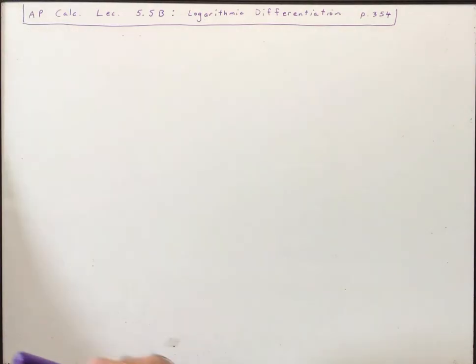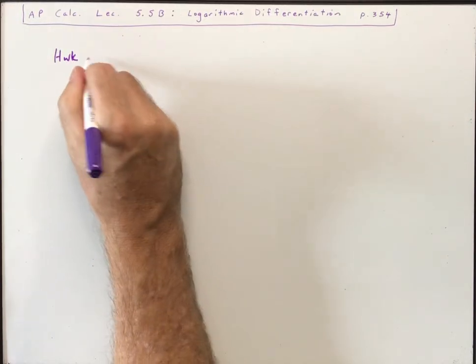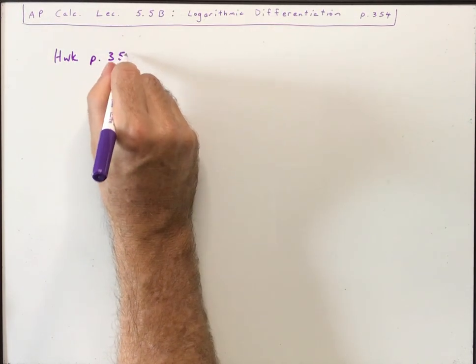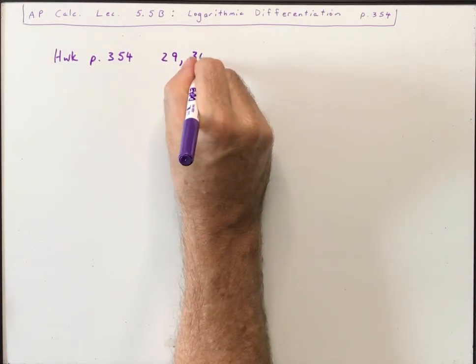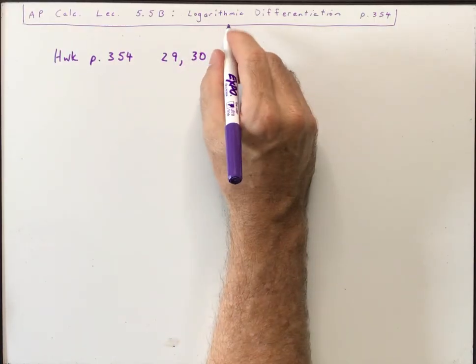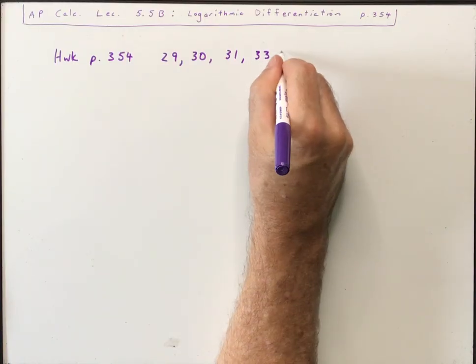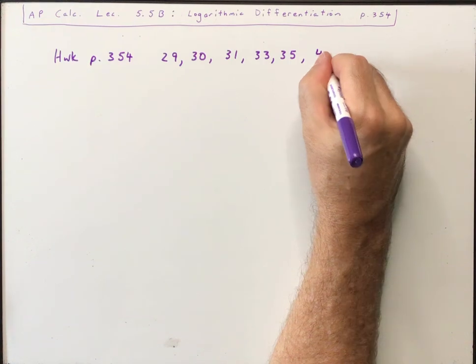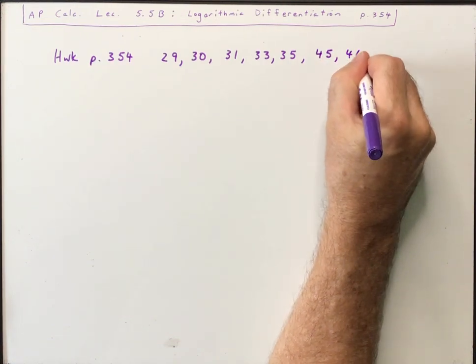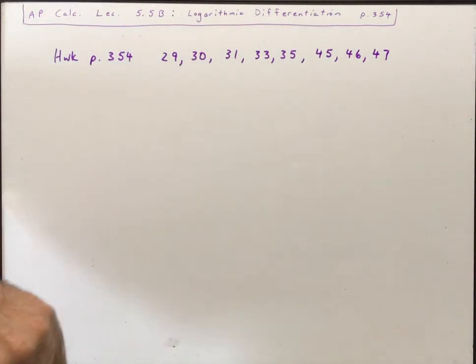So your homework is going to be on page 354: 29, 30, 31, 33, 35, 45, 46, and 47.